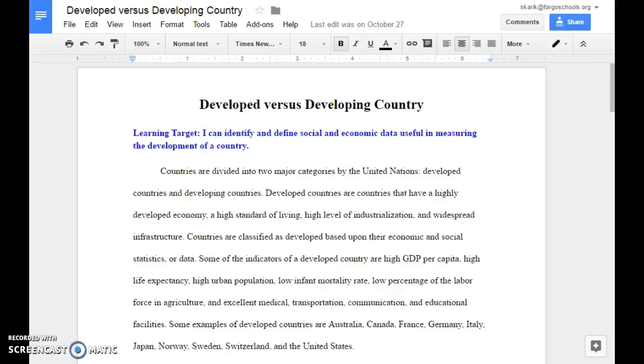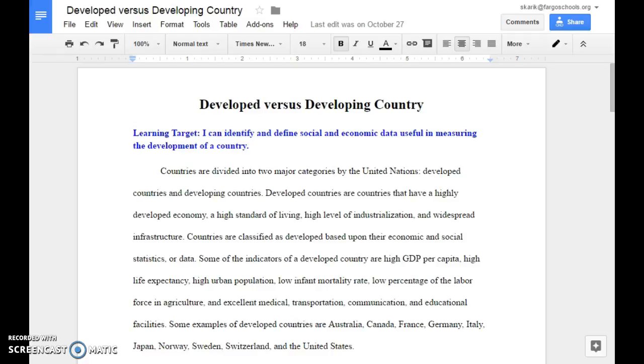Developed versus developing countries. Our learning target today: I can identify and define social and economic data useful in measuring the development of a country. Countries are divided into two major categories by the United Nations, developed countries and developing countries.